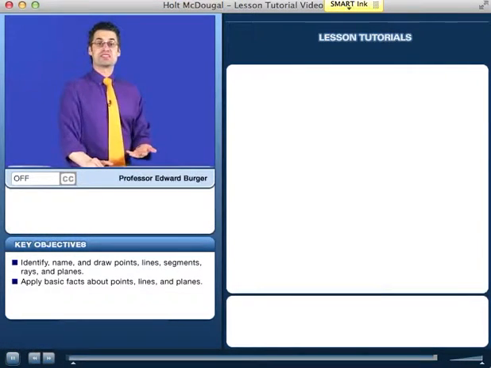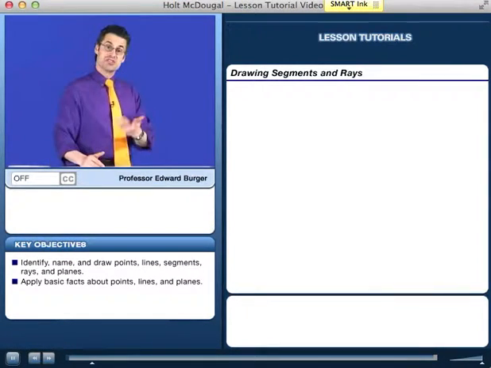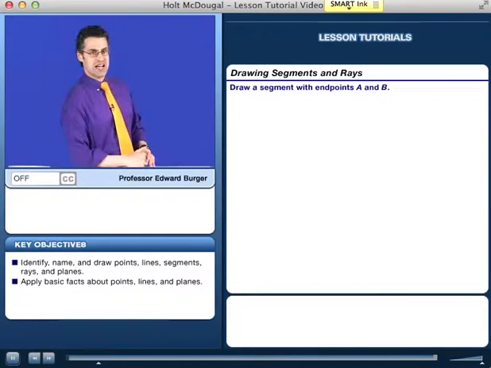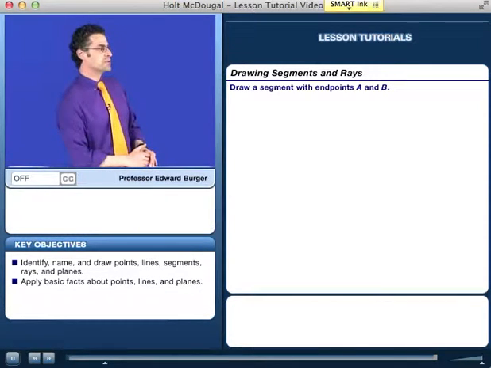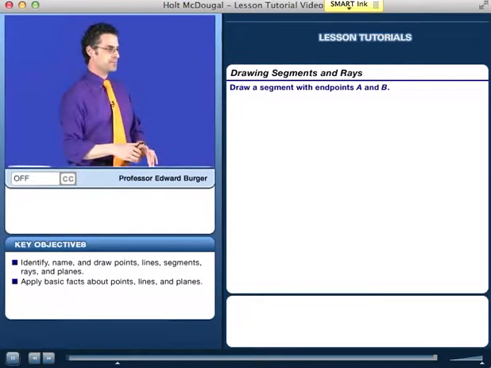The great thing about geometry is it gives us an excellent opportunity to actually be artists. So let's take a look at some simple art challenges. The first one is just to draw a segment with endpoints A and B.